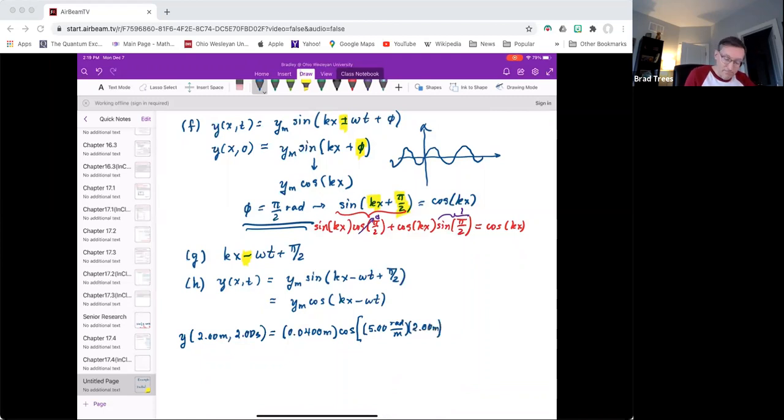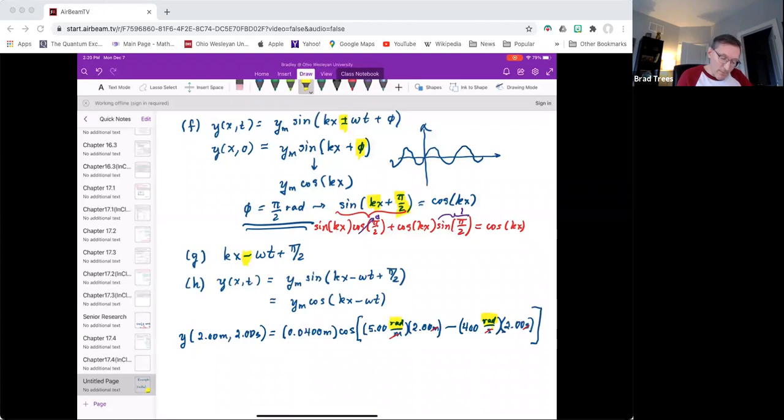There's KX. Then minus omega, we already figured that out: 400 radian per second, and multiply that by the T we were given, 2 seconds, close bracket. Look at units carefully. Per meter cancels meter. Per second cancels second. Notice that the first term has a unit of radian, and the second term has a unit of radian, which is what it should be. The argument of the trig function should be in radians. So your calculator needs to be in radian mode.